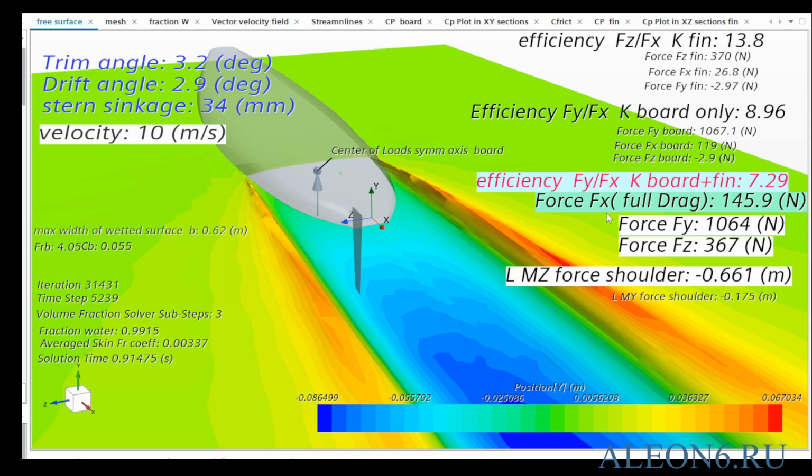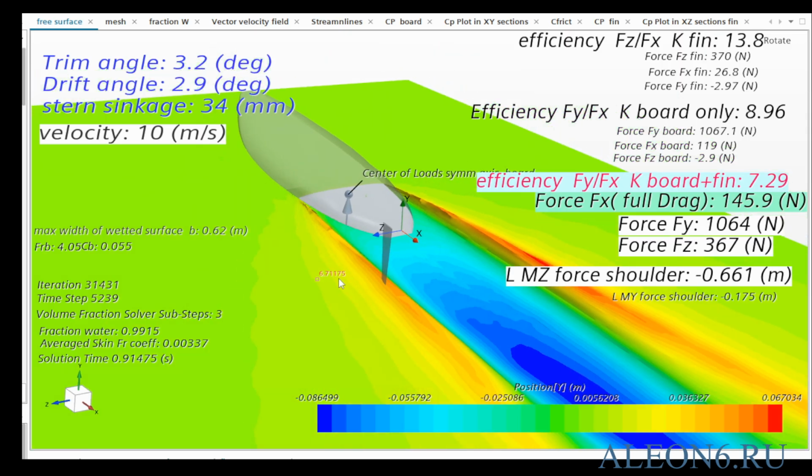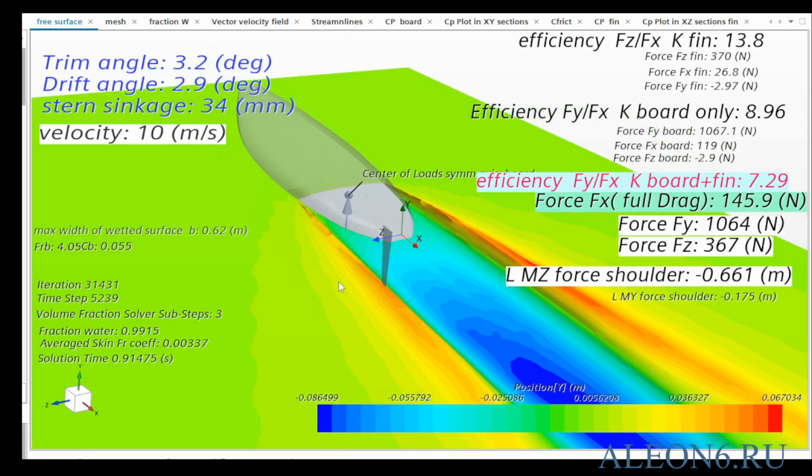Finally, the total drag is about 145 newtons. Let's try to reduce this value for a given lift and side force in Part 2, using a transverse cambered step to raise the board planing efficiency.